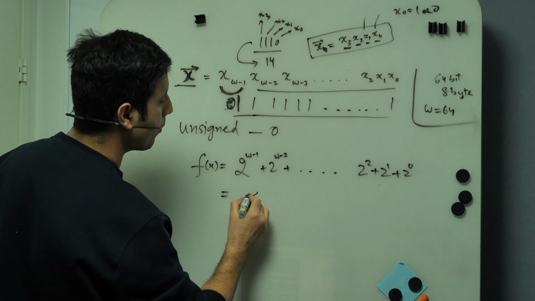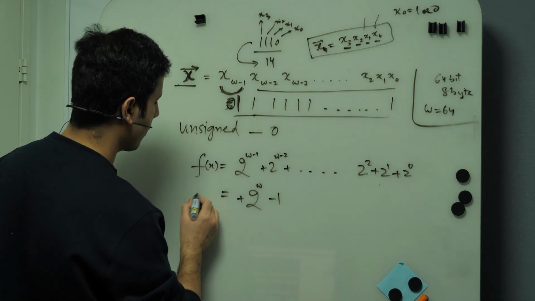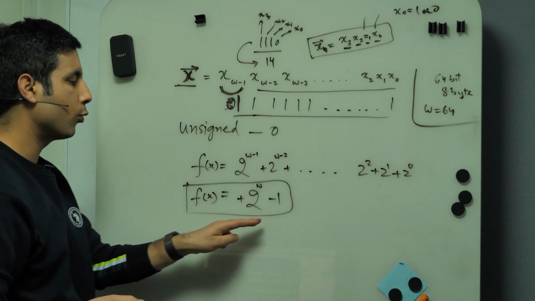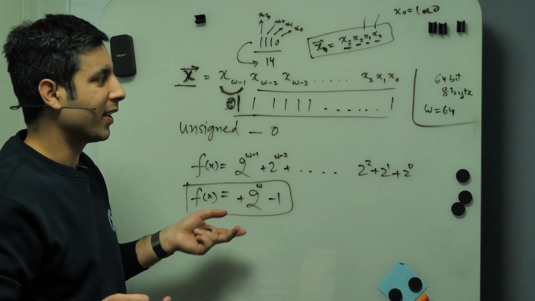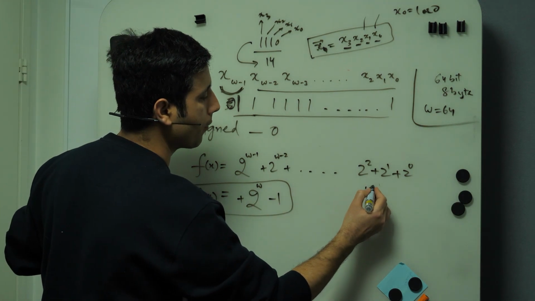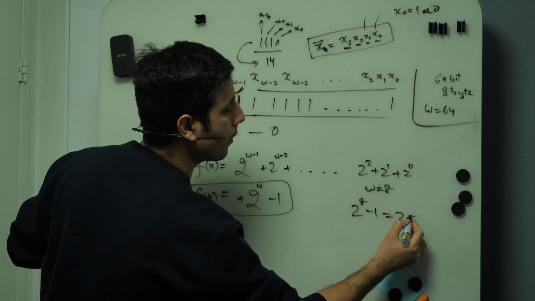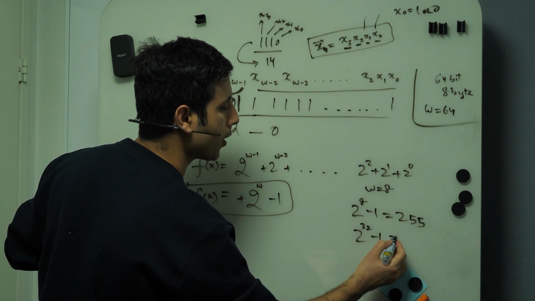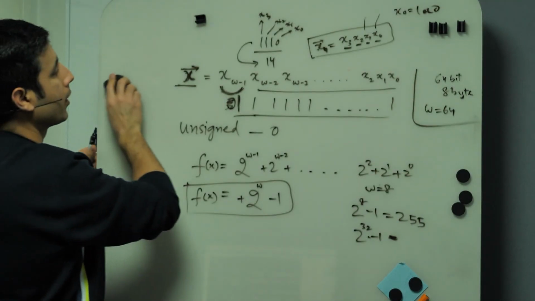So the highest value which an unsigned data type of W-bit width can represent is 2 raised to the power W minus 1. So it amounts to, for example, for 1 byte, 2 raised to the power 8 minus 1, which is 255. And for 32 bits, 2 raised to the power 32 minus 1. Well, it's hard to calculate this, but you get the gist of it.